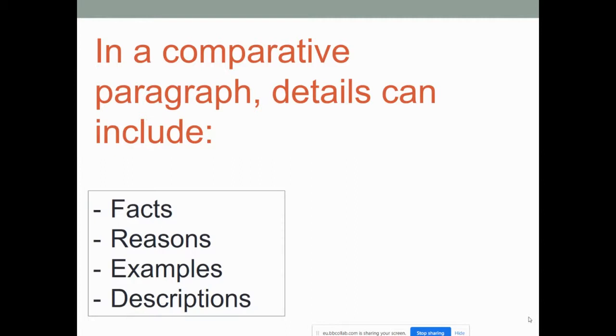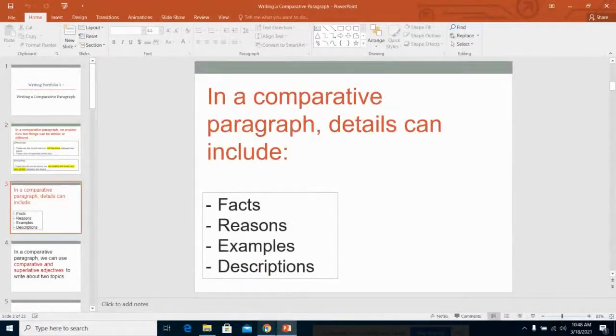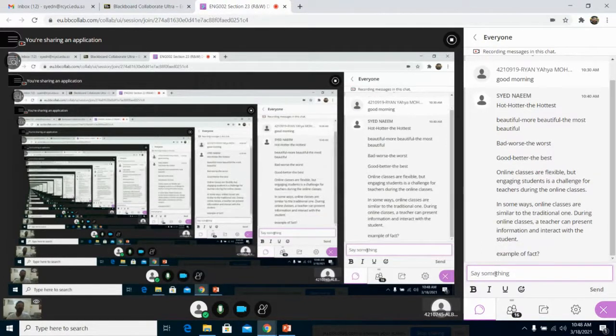We can include facts, reasons, examples, and descriptions. So can someone tell me what are facts? Can you give me an example of facts? Any student in the class? Example of fact? Any sentence? What is fact, first of all? Is it anything that is true? That is true, exactly. Interesting, very nice. Can you give an example of a sentence?